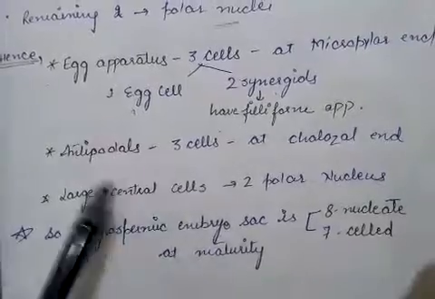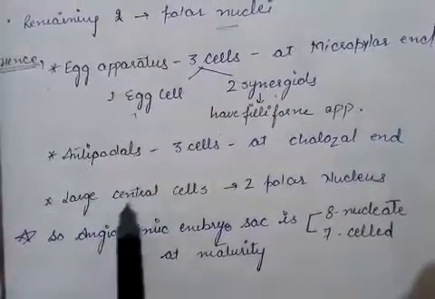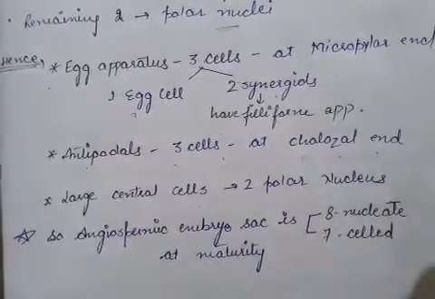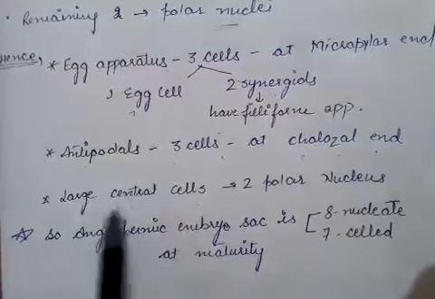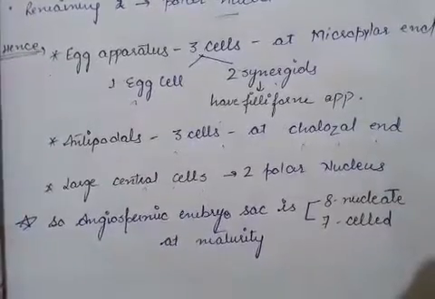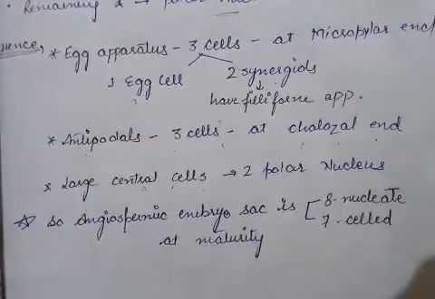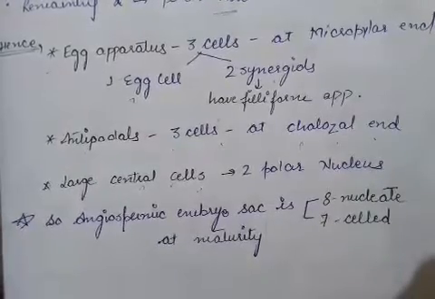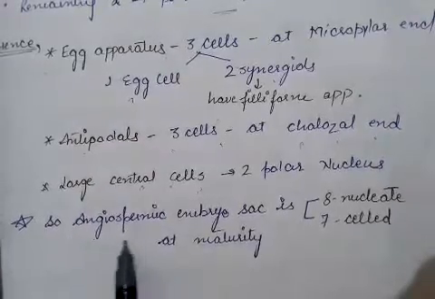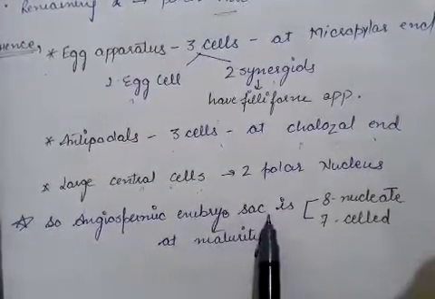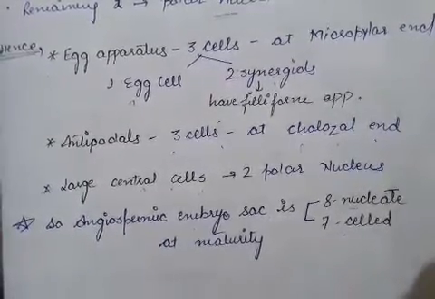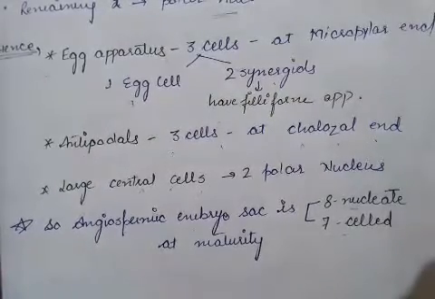and undergo fertilization. Next are the antipodal cells. These are also a combination of 3 cells that are present at the chalazal end, just opposite to the egg apparatus. The last one is the large central cell. It comprises 2 polar nuclei, formed from the cells present before the complete maturity of the embryo sac. So in summary, an angiospermic embryo sac comprises an 8 nucleate and 7 celled condition, because nuclei are 8 but the polar nuclei form a single cell during maturity.